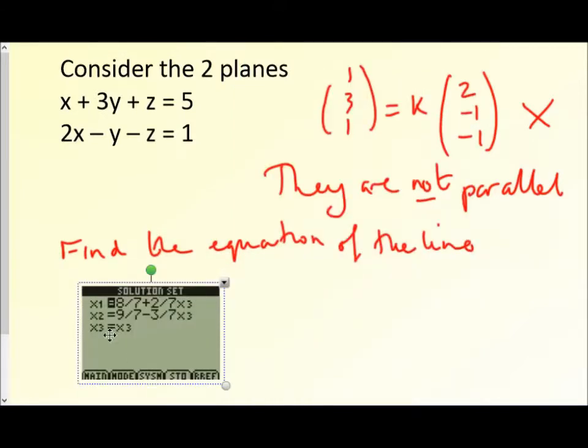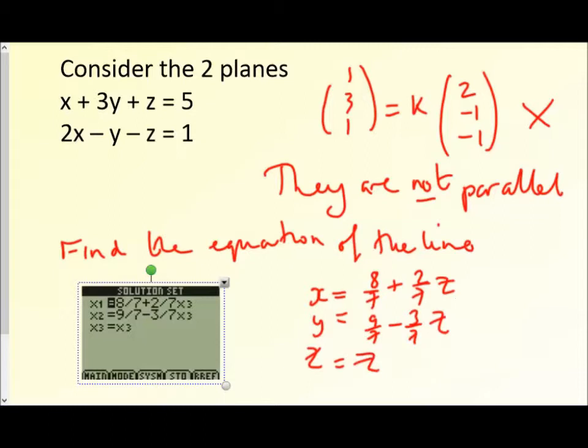So that's a rather strange solution, isn't it? Now the x1, x2 and x3 are x, y and z coordinates there. So we've got a solution of x equals 8 over 7 plus 2 over 7 x3, so that's z. And then I've got y is equal to 9 over 7 minus 3 over 7 x3, which is z. And then I've got z is equal to z.